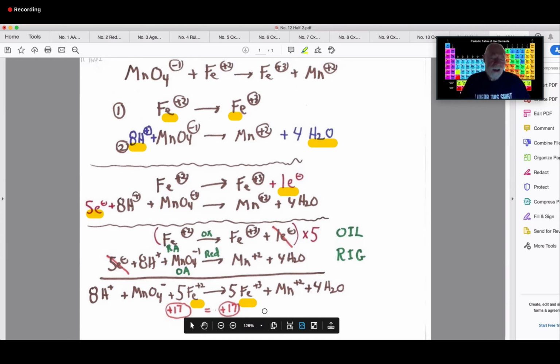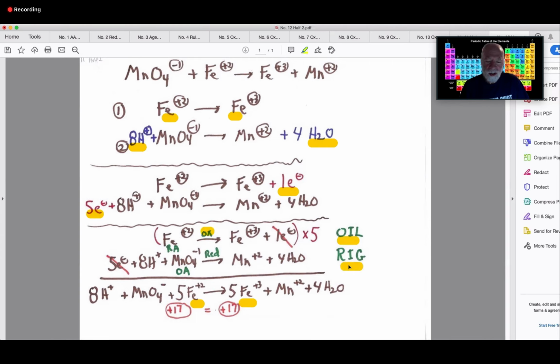Now, the one thing I don't like about the half reaction method is it's harder to find the agents. So let me take you through the technique. First of all, here's a cute little trick a student once told me. The trick is called OIL RIG. What does OIL stand for? Oxidation is losing. So look at the iron half reaction. You are giving off electrons, you're losing them. Okay, so the iron half reaction is oxidation.